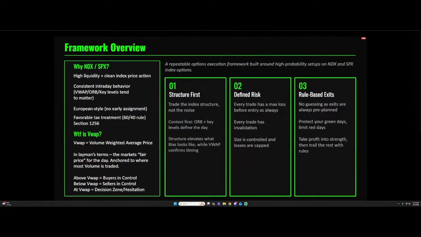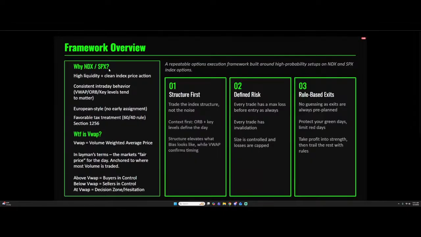We always have defined risk. So every trade has an invalidation before I enter. I size it, I cap it. I don't just go in and think, well, I think it's going to go up, and then hold and hold and hold. This is why we have rule-based exits. If you have rule-based exits, there's no guessing. You're going to protect your green days and limit all your red days. You'll start taking profit into strength, then trail the rest with rules.